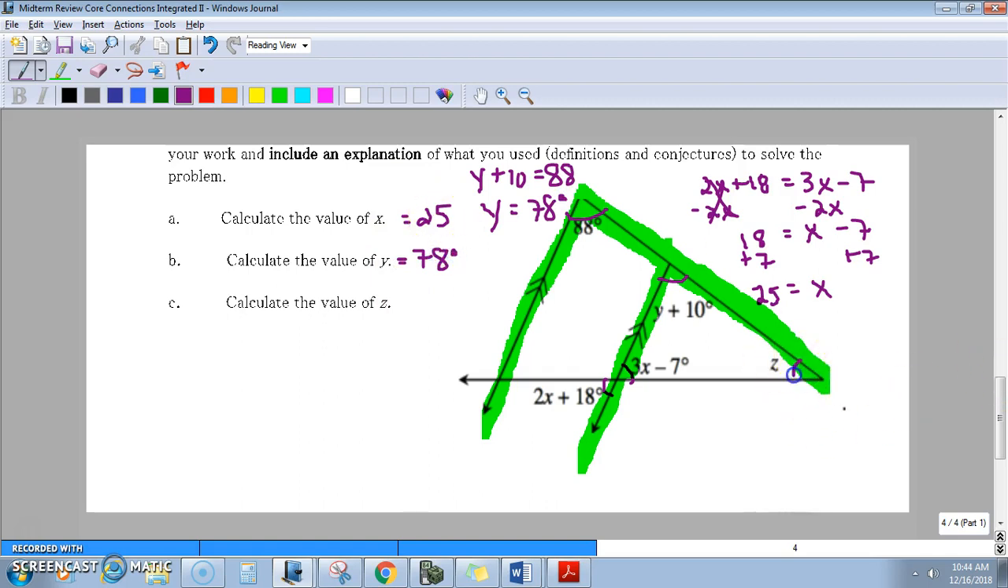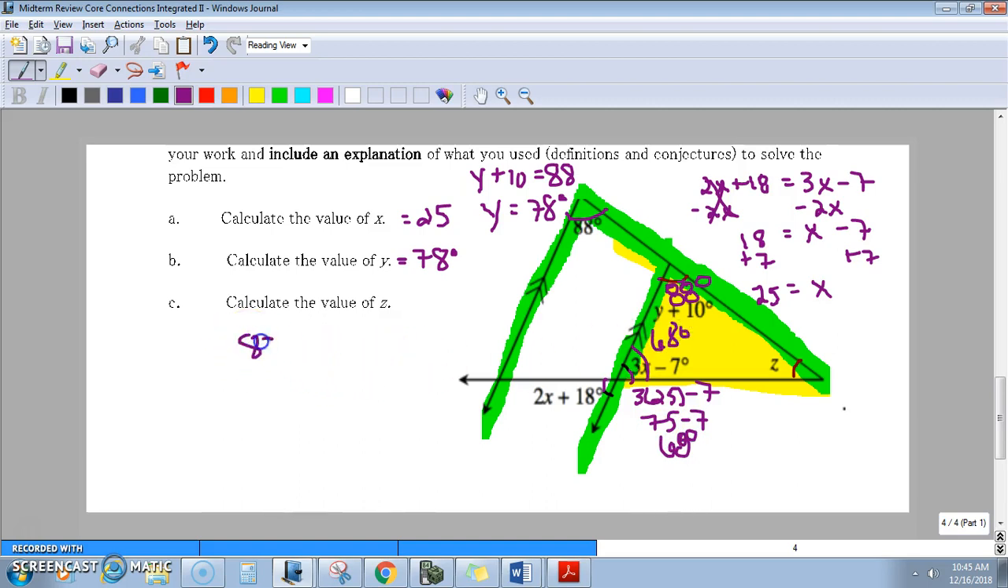And then solving for z is a little bit tougher. So I have x and I have y, but check this out. If I'm looking at this triangle, right? I know all of the angles in this triangle must add up to be 180. So I know this angle, y plus 10 together, is 88 degrees, right? And if x is 25, then this angle is 3 times 25 minus 7, which is 75 minus 7, which is 68 degrees. So this angle is 68 degrees.